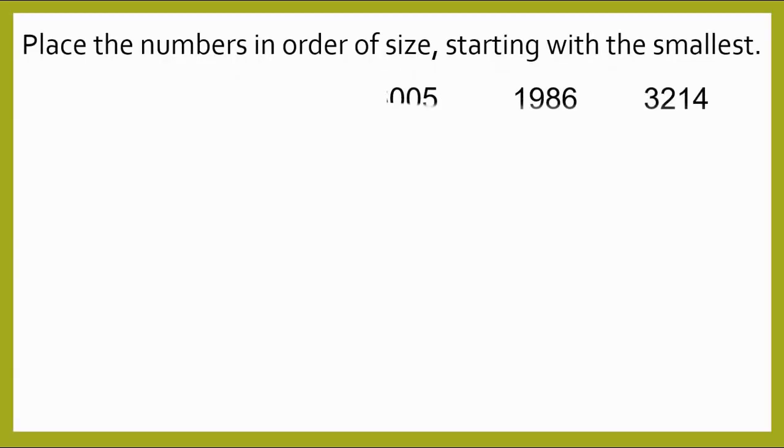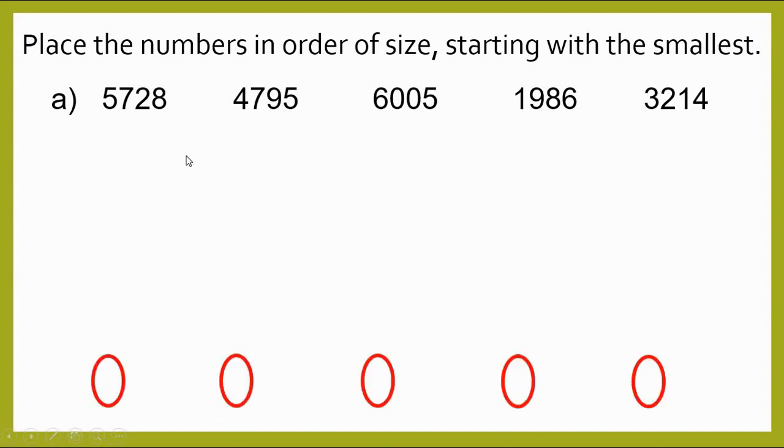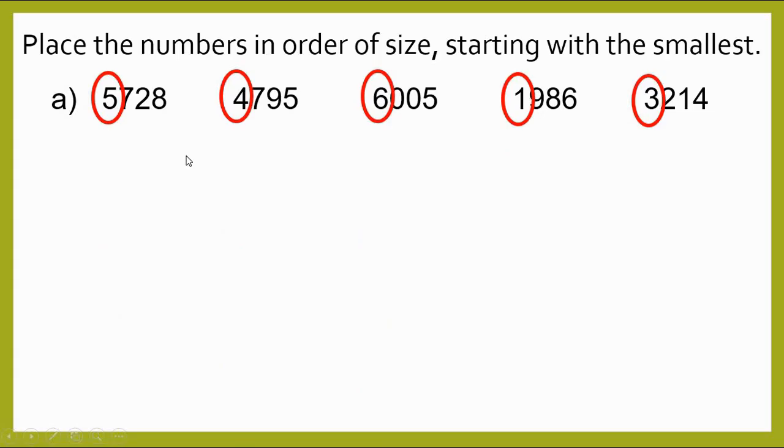Now, what if I give you more than two numbers? How to compare them? You have to use the same rules. Let us see with an example. Here, you have to arrange the given numbers in order of size, starting with the smallest. This is very important. For comparison, let us compare their first digit from the left side.